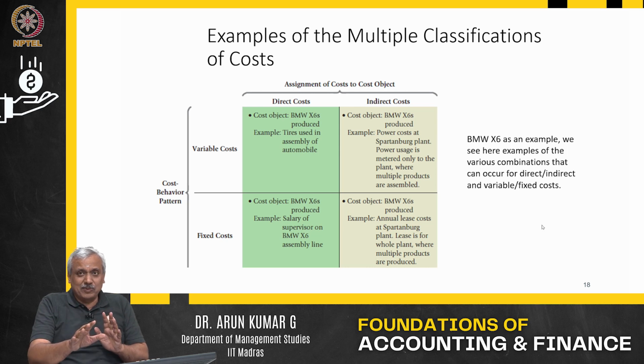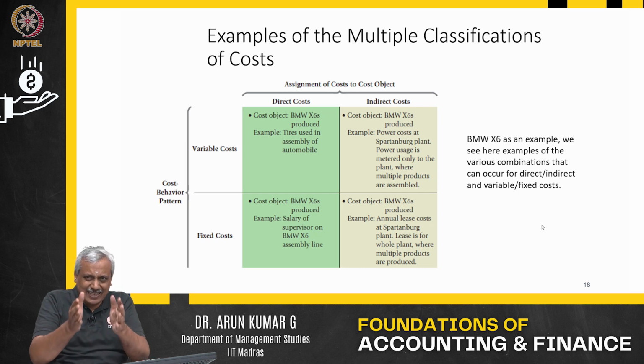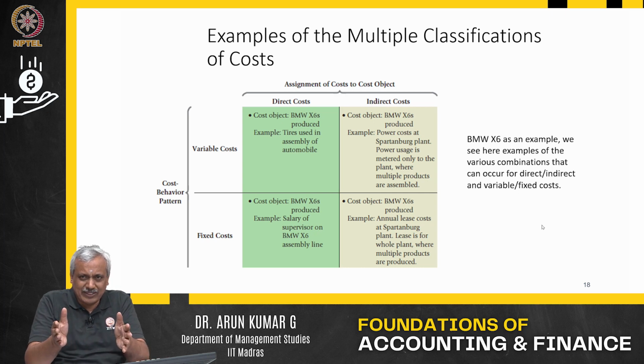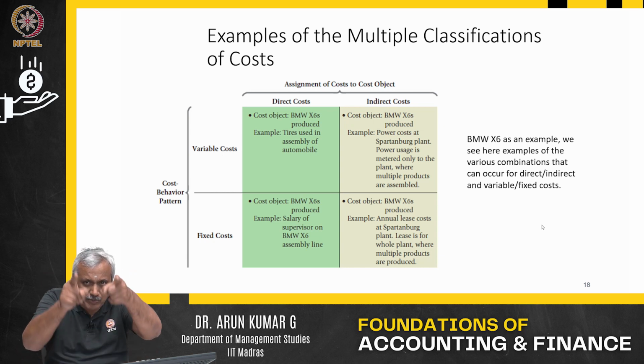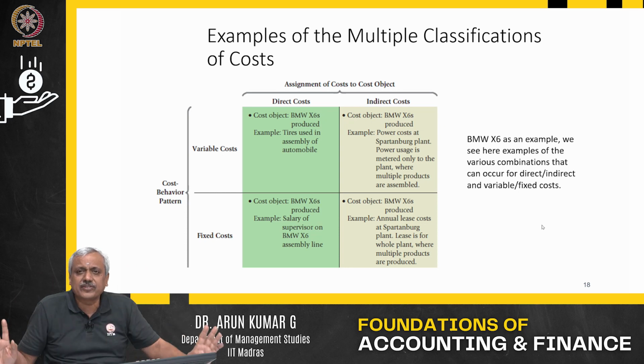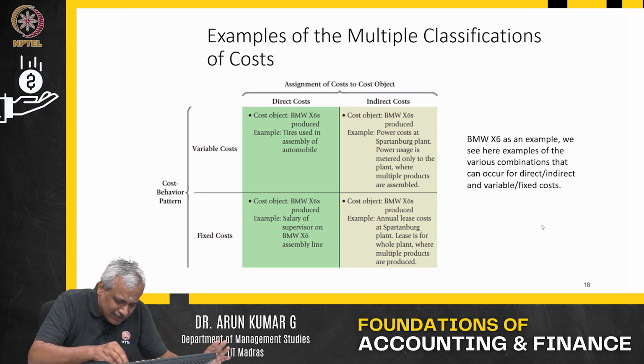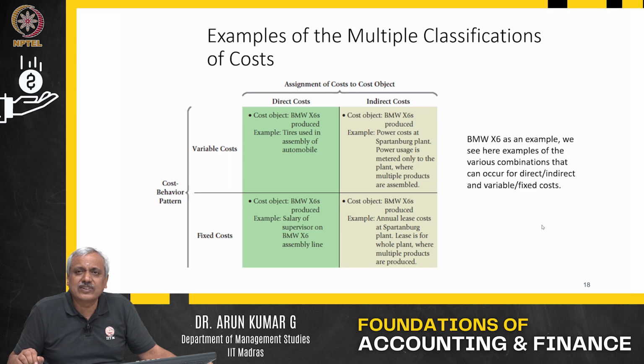For example, this month you manufacture 300 BMW X6, his salary is the same. Next month you manufacture 340 BMW X6, his salary is the same. Salary is fixed, but his salary is paid only for BMW X6 supervision, nothing else. That is the beautiful, what we call a direct fixed cost.